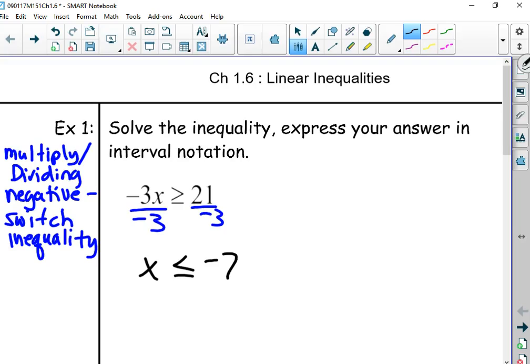We are also asked to express our answer in interval notation. So this says that x is less than or equal to -7. So our interval notation is going to give us -∞ to -7, including -7, so we use those square brackets. And that looks weird. Let me try that again.